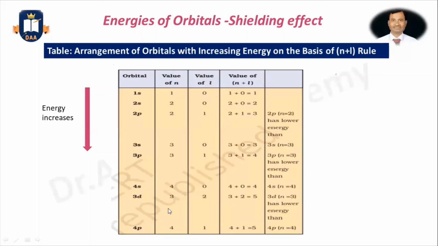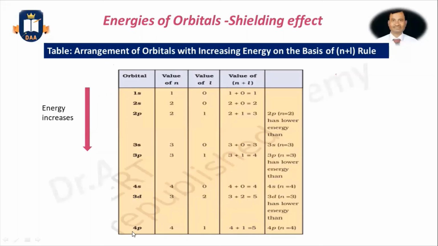Here is one case where the n plus l is equal for two orbitals. In that case, the orbital with the lower principal quantum number n will have the lower energy. In this table, you can see 3d. For 3d, the principal quantum number is 3, and for d the azimuthal quantum number is 2. So n plus l is 3 plus 2, which is 5.